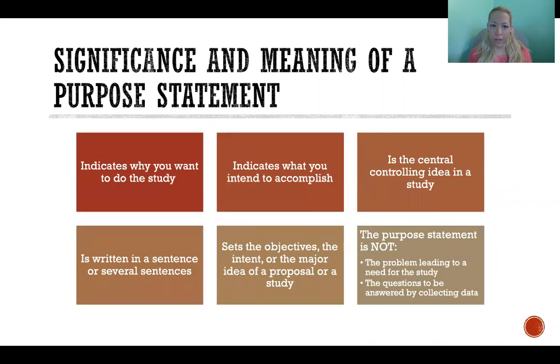So the significance and why do we need a purpose statement? The purpose statement indicates why you want to do the study. It also indicates what you intend to accomplish by doing this study. Okay, so that's really important. Why do you want to do the study and what do you plan to accomplish? It's the central controlling idea in the study. So it really should guide your methodology and how you're going to conduct this study and why and what you plan to find in this study.